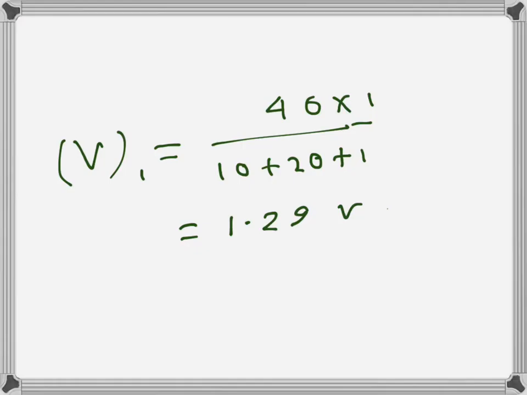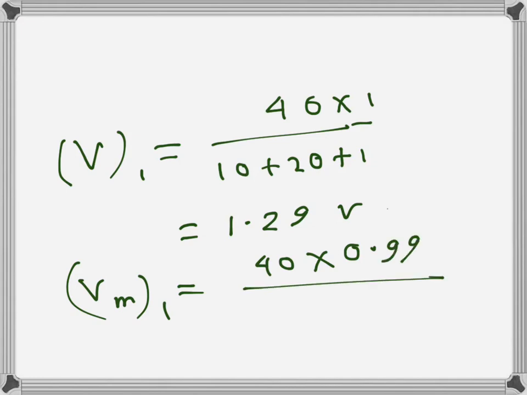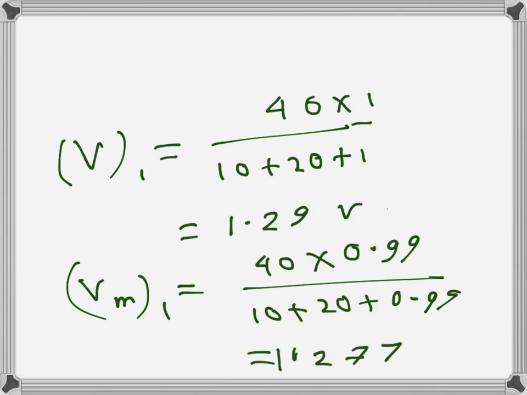So the measured voltage, let's say Vm, measured for 1 kilo ohm, will be 40 times 0.99 divided by 10 plus 20 plus 0.99, and that is 1.2778, something like that. So the measured value will be a bit less. Now let's do the same for the 10 kilo ohm resistance.